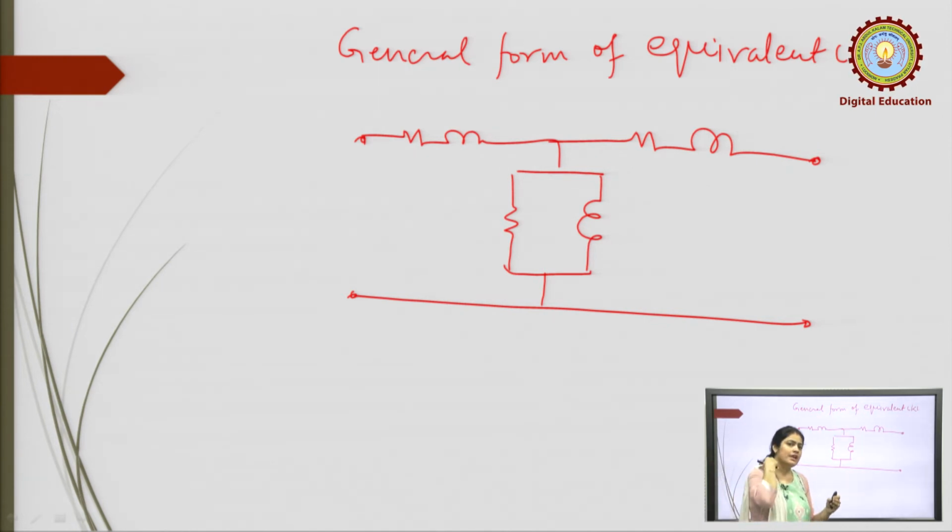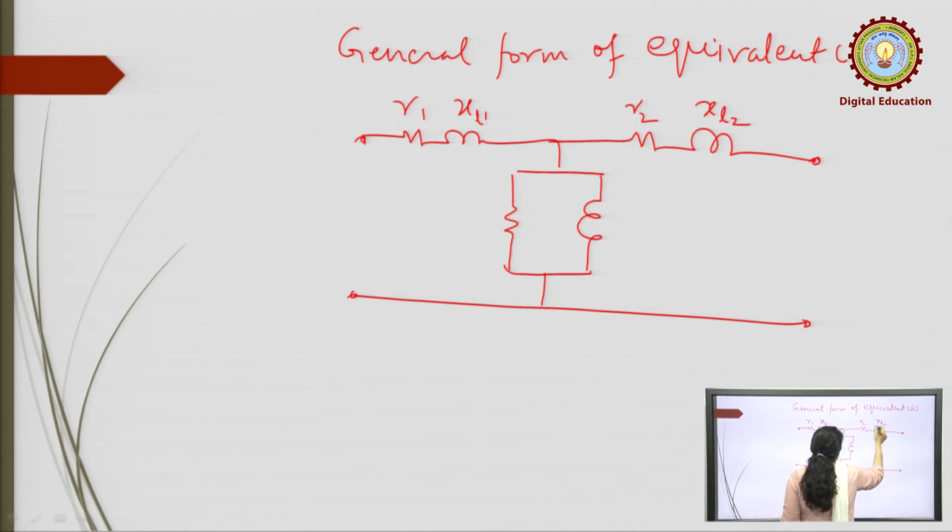In doing problems, you will see how these parameters are given. You have to change the parameters to one side. If the problem requires it, you must transfer the primary parameters to the secondary side, and if you want to transfer the secondary parameters to the primary side, you have to transfer them accordingly. It depends upon the problem how the equivalent circuit is taken, either referred to the primary side or referred to the secondary side. So this is the general representation of the equivalent circuit. I just skip the dash and all.